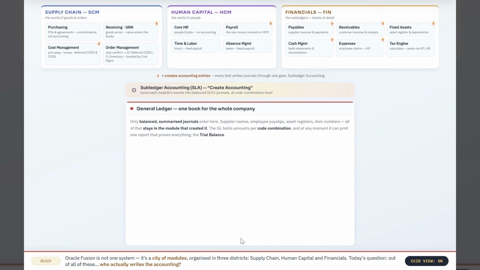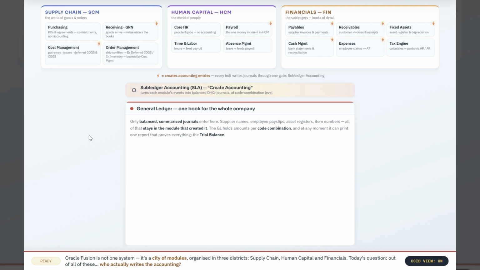Hello everyone, welcome back. Today we are learning one of the most important concepts in any ERP: Oracle Fusion, SAP, even Tally at a smaller scale. The difference between the subledger and the general ledger. If you are an accountant, a senior accountant, or a finance professional planning to move into ERP, this one concept will come up in every interview and every implementation. So stay till the end and let's begin.